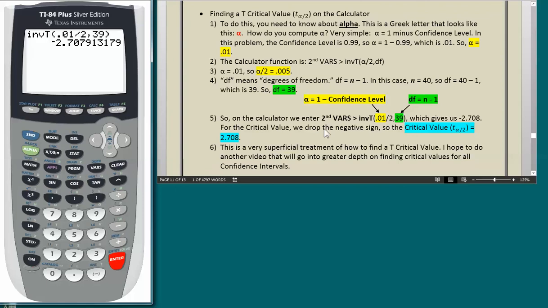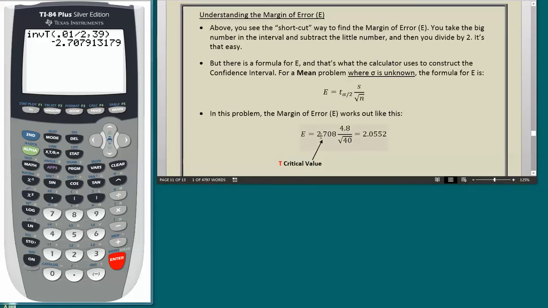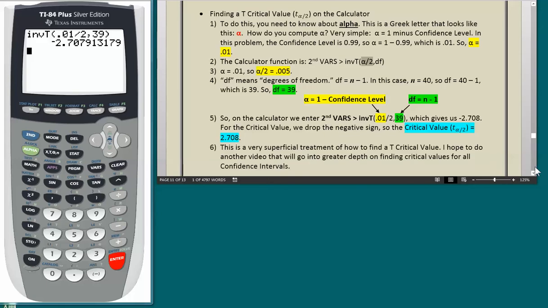For the critical value, we drop the negative sign. So this critical value, T alpha over 2, equals 2.708. And just to remind you, that's what we put in right there, was 2.708. I have to make sure you know, this is a very superficial treatment of how to find a T critical value. To really understand it, we should draw a picture of a T distribution. But I hope to do another video that will go into greater depth on finding critical values for all confidence intervals, how you do it, and what you're really doing when you find a T critical value.